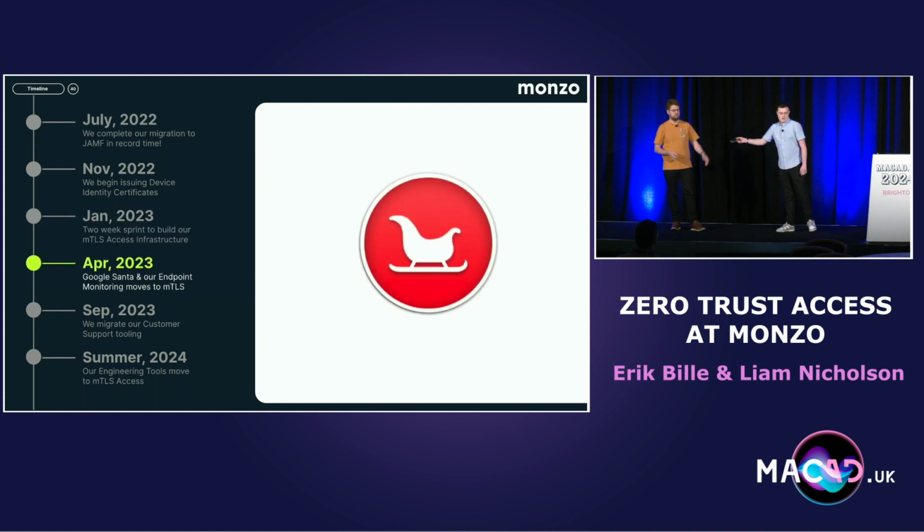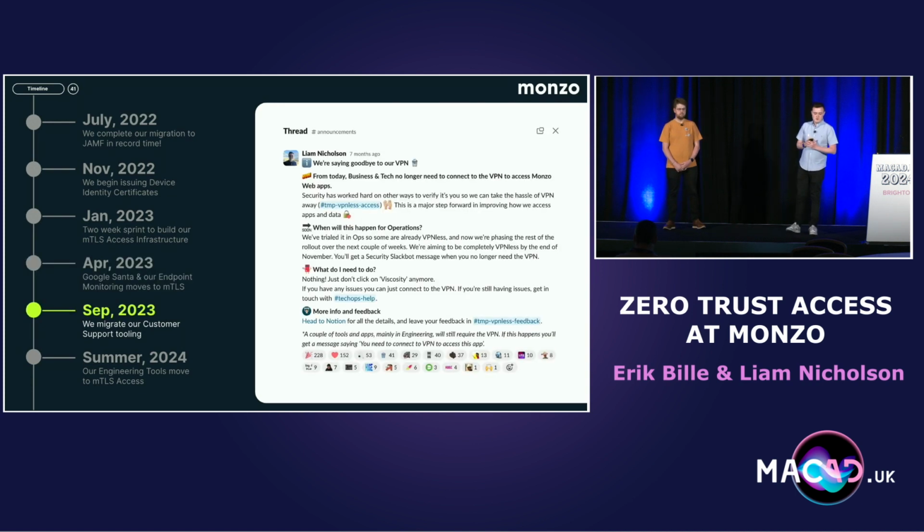Yeah, and then in April 2023, we took advantage of our new device identity implementation to move Google Santa away from what was essentially serial number-based auth to certificate-based auth. So there's also improvements there that you can make with the device identity rollout. Before, in September 23, actually moving over our customer support tooling and getting the majority of the organization onto Zero Trust Access. You can tell here by the number of emoji reactions, it's in the region of about 250 for one of those emojis, that people at Monzo loved not having to use the VPN anymore.